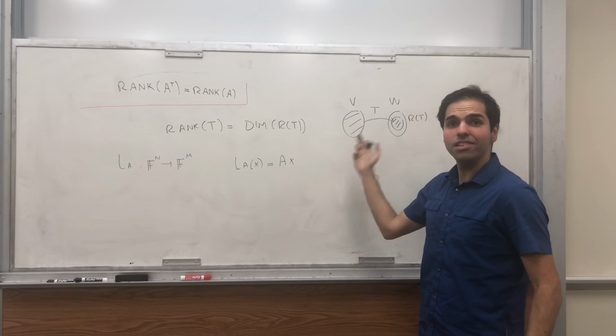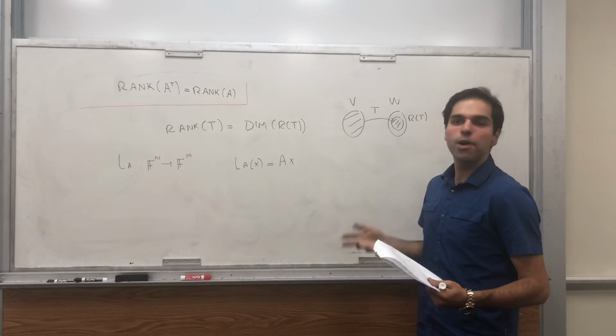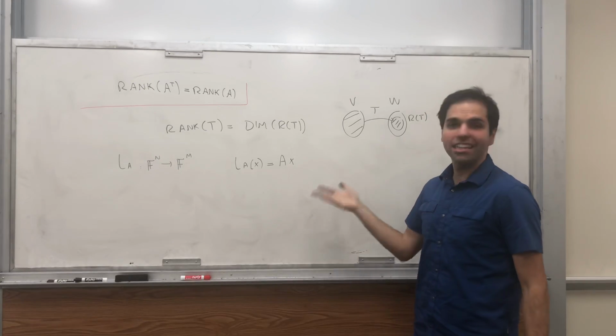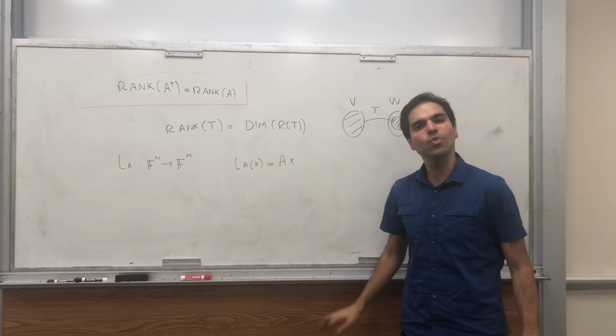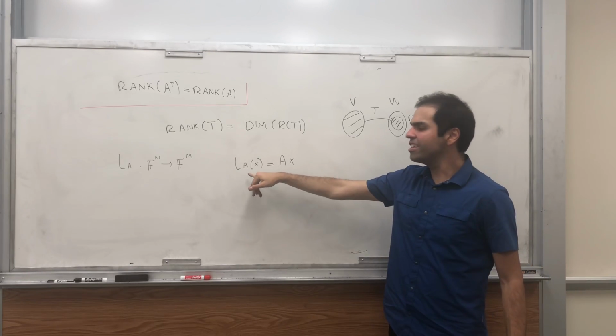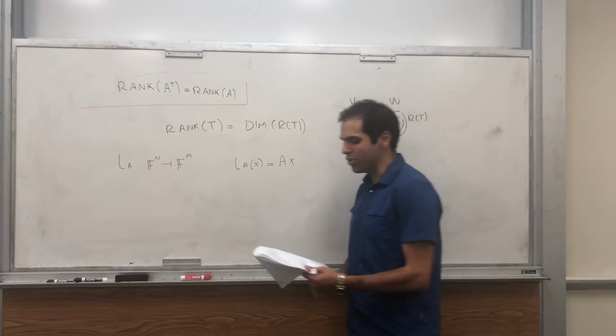And I know in your mind sometimes you say stuff like a matrix is 1 to 1, a matrix is onto. Technically it doesn't make sense. A table of numbers cannot be 1 to 1 or onto, but usually the thing you're thinking of is LA, which is the linear transformation associated to A.